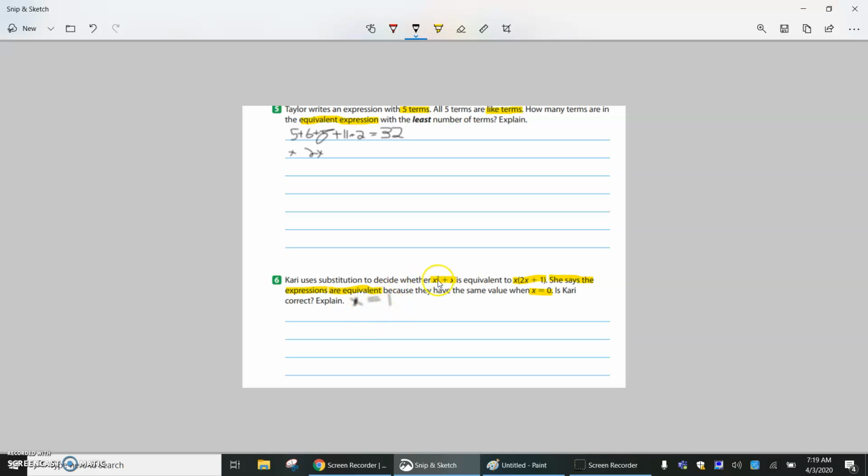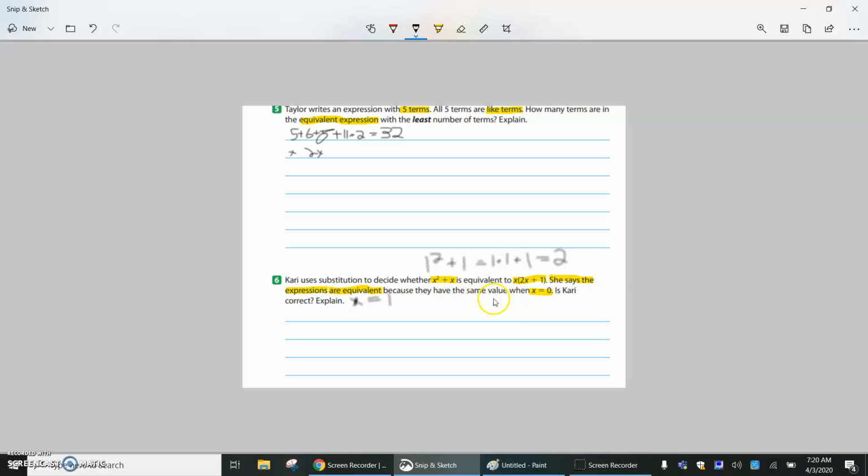equals 1. So now we have 1 squared plus 1. 1 squared equals 1 times 1 plus 1. So 1 times 1 is 1 plus 1 is 2. So it equals 2. So remember, substitution just means that you plug in the number, whatever number you're using for the value of your variable. All right, and then let's do this one.